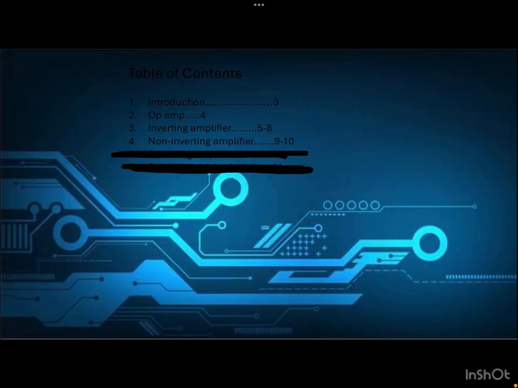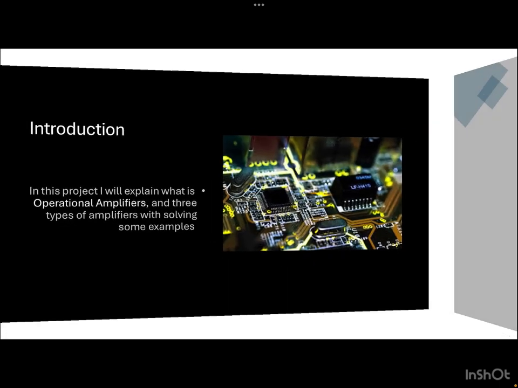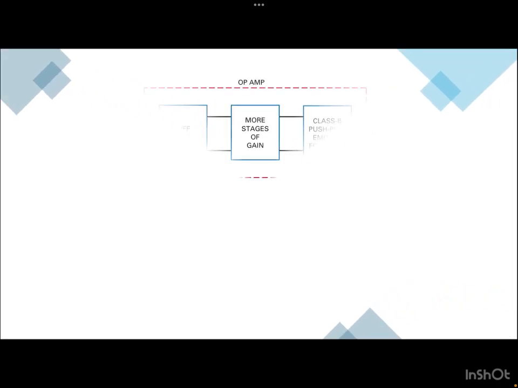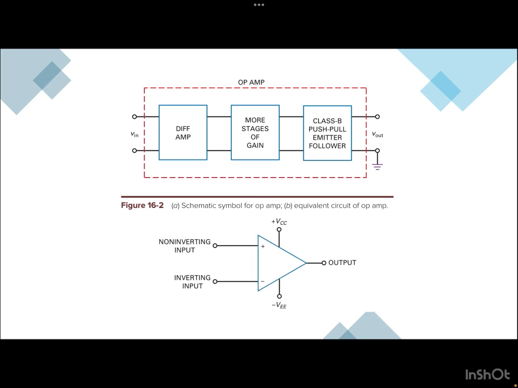This is the table of contents: the introduction, the op amp, the inverting amplifier, and the non-inverting amplifier. This is the op amp. You see here the diff amp, Miller diff chain, and a class B push-pull emitter follower.